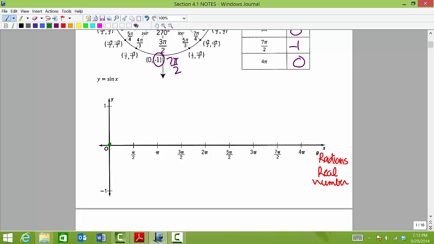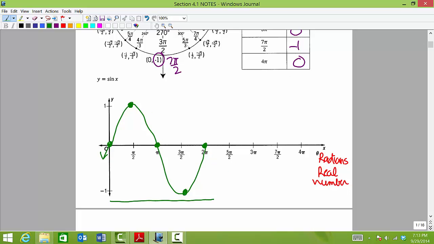At 0, we got 0. At pi over 2, the y value is 1. At pi, the y value was 0. At 3 pi over 2, we were down to minus 1. And then at 2 pi, we were back at 0. This is what we would call the basic shape of our sine function. Our sine wave continues forever in both directions using the same pattern. So from 0 to 2 pi, we're going to call this the basic shape of sine.